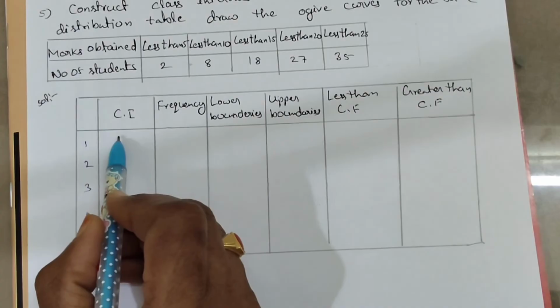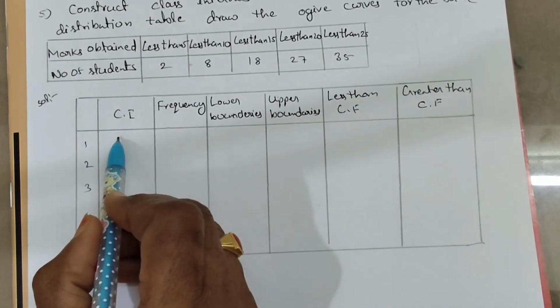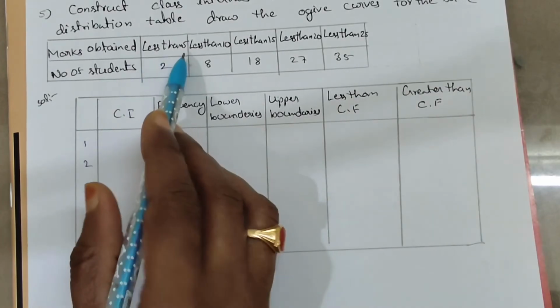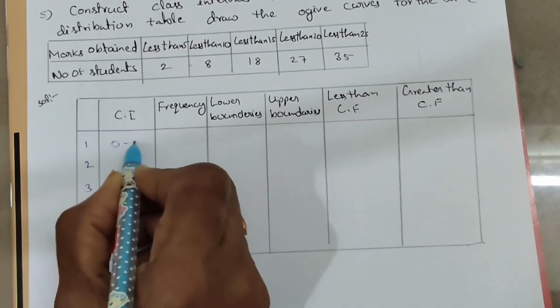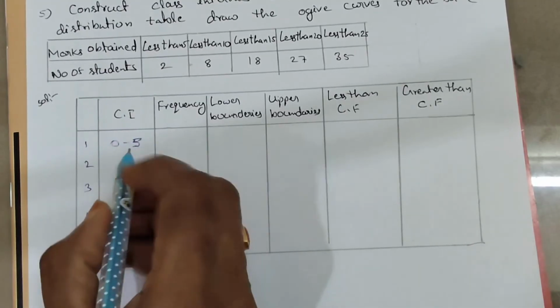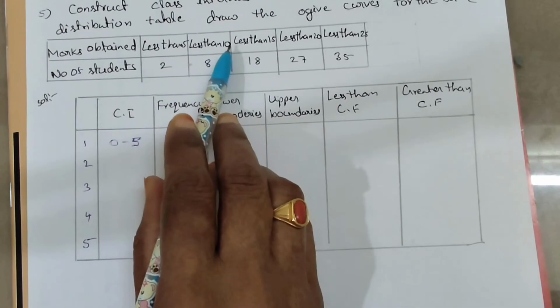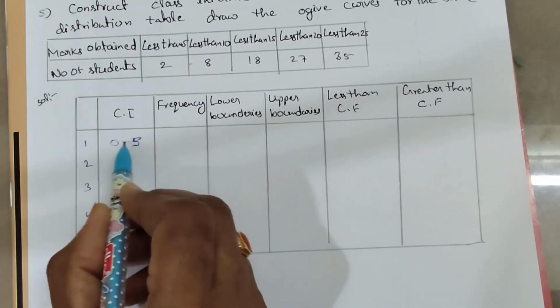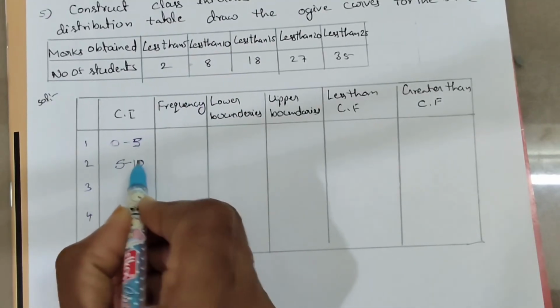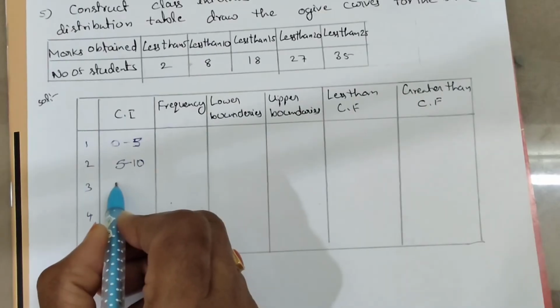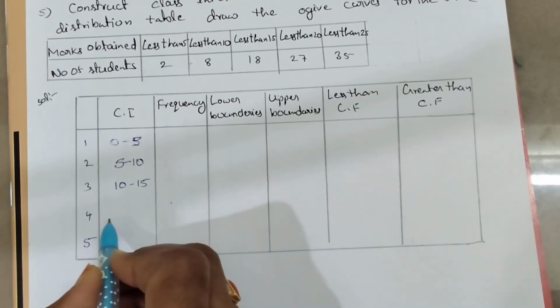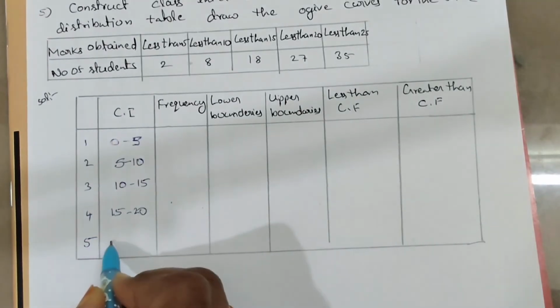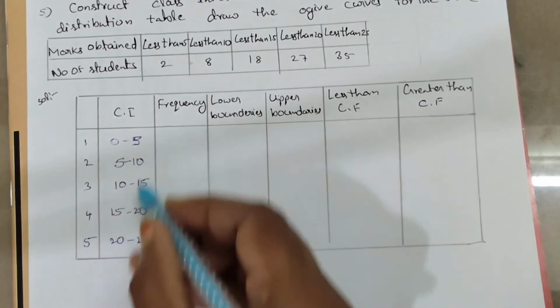So first we write the class interval. Here we write less than 5, which means 0 to 5. Next is less than 10. Here 0 to 5 is already there, so we write 5 to 10. Next, less than 15 means 10 to 15. Less than 20 means 15 to 20. Next one is 20 to 25. These are the class intervals.